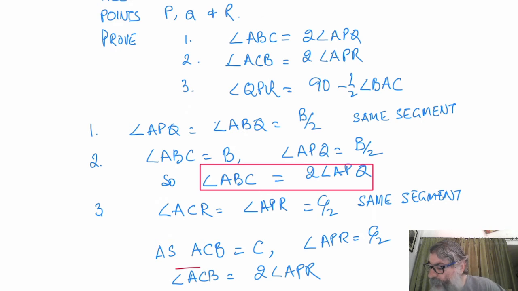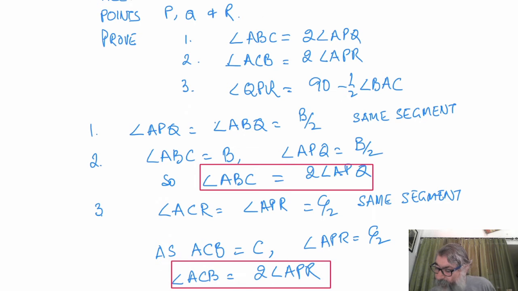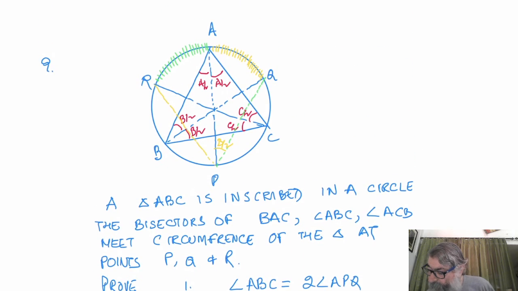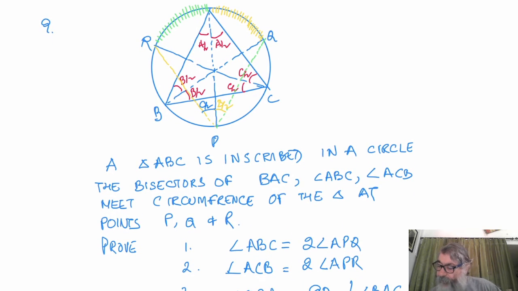Now the third one, QPR. We have to get the third result, QPR. Let's see what is QPR. He says this we had got as C by 2. Now he says angle QPR, let's see this QPR. QPR is 90 minus half BAC.